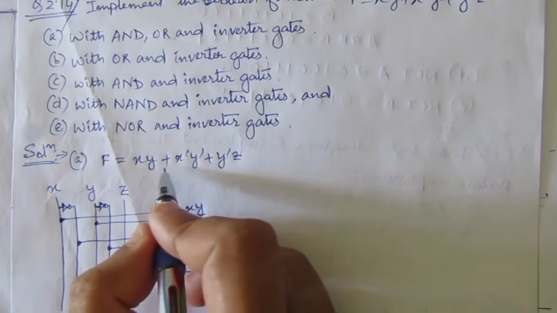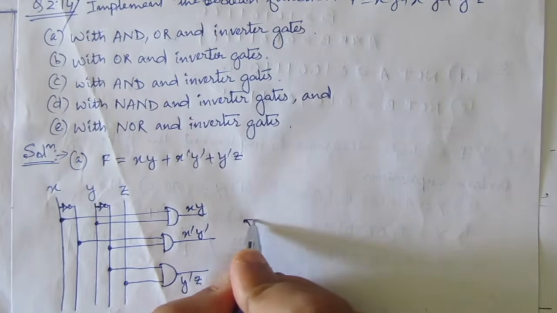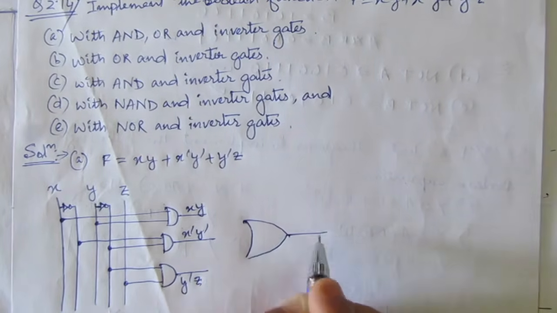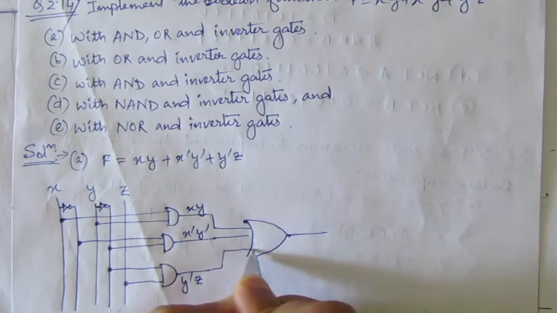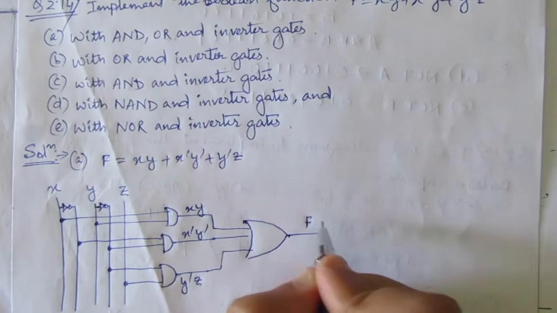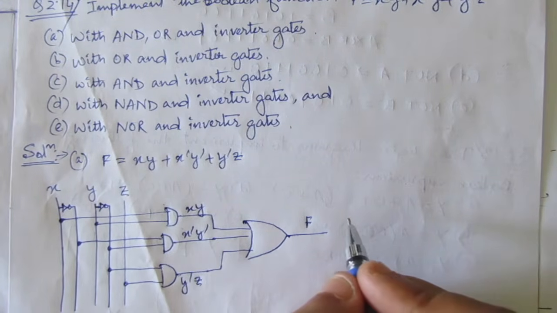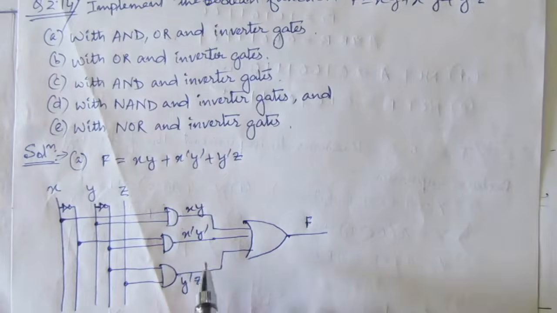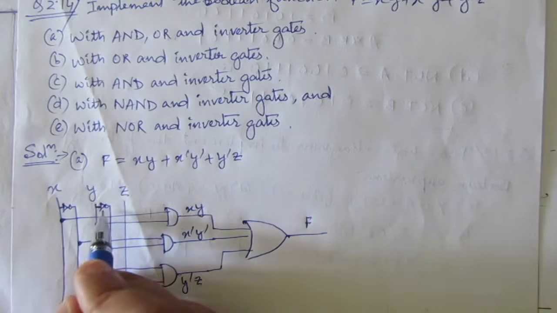Now we have addition. Addition means OR gate. So we'll use an OR gate here, and these are the three input lines. Here we will get the function, the Boolean expression. This is the logic diagram using only AND gate, OR gate and inverter gate. Here you can see we have used this AND gate, this OR gate and these inverter gates.